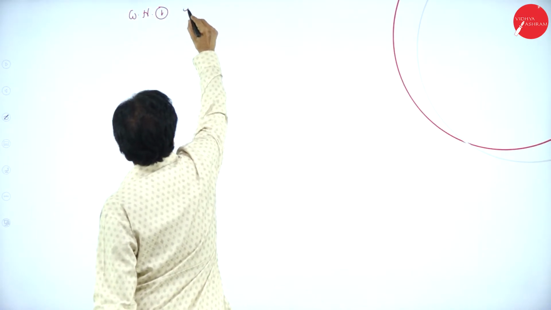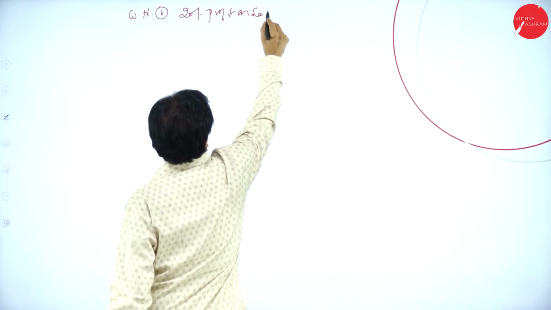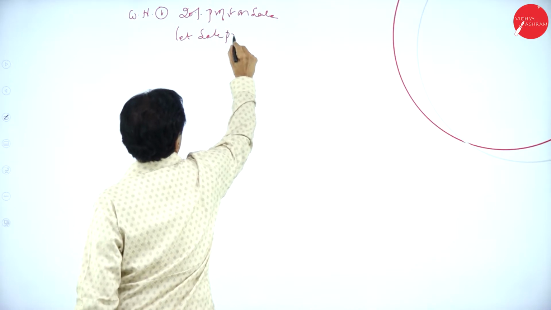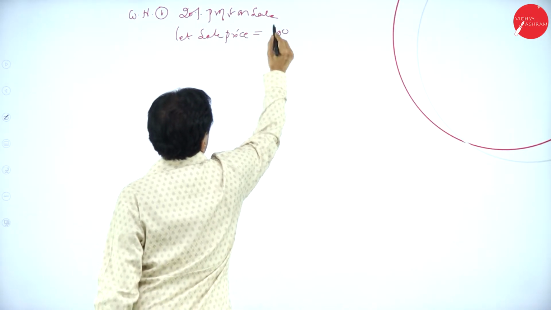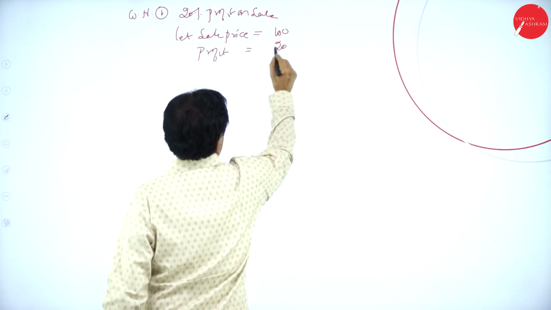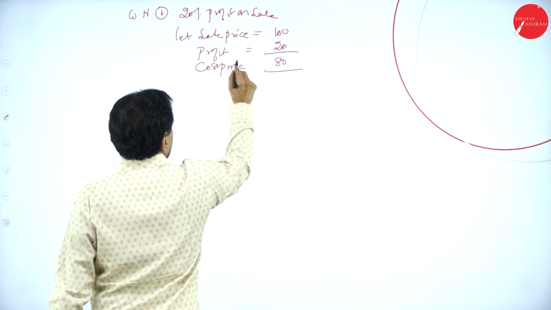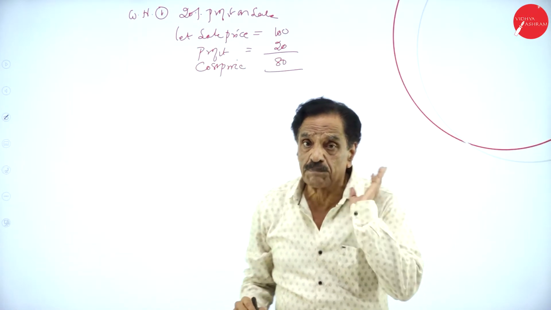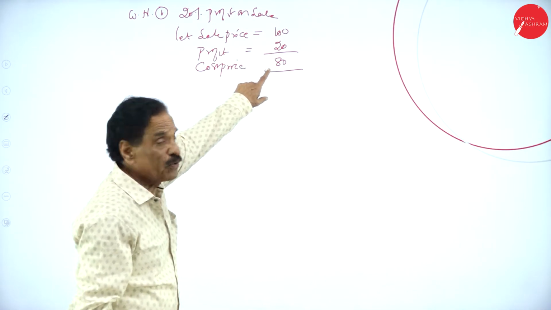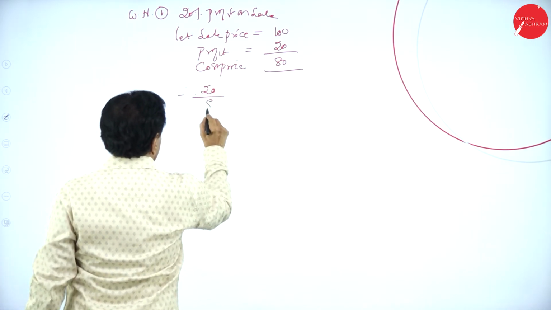Working note 1: 20% profit on sale. Let sale price be equal to 100. Profit is equal to 20. The difference is called the cost price, 80. So 20% is on what? Selling price. Here, what's your cost price? 80 rupees. 100 is the selling price, 20 is the profit, 80 is the cost price. Therefore, 20 by 80 into 100.